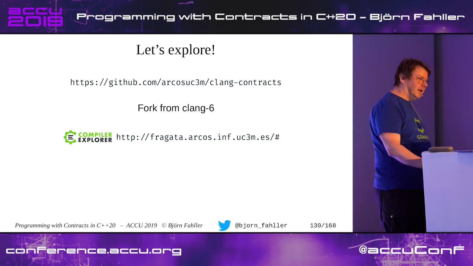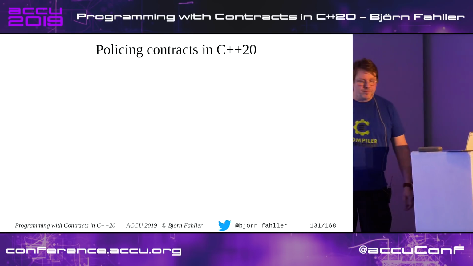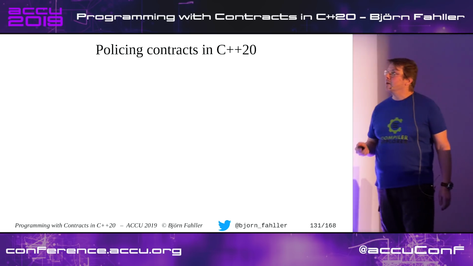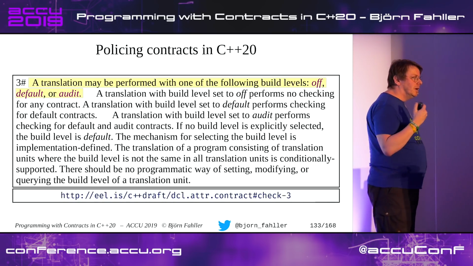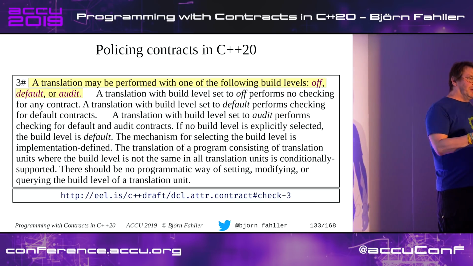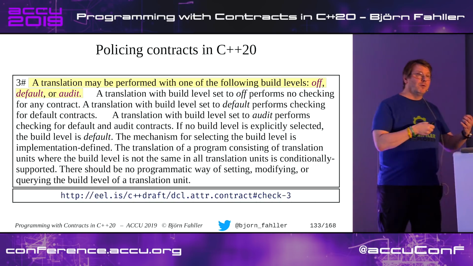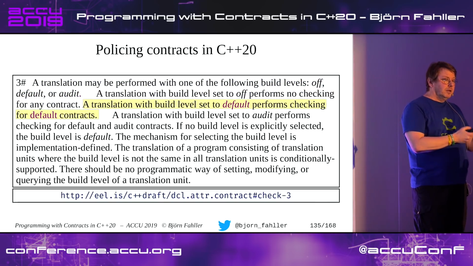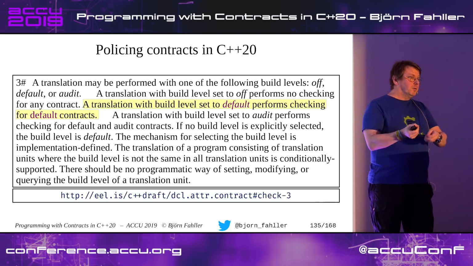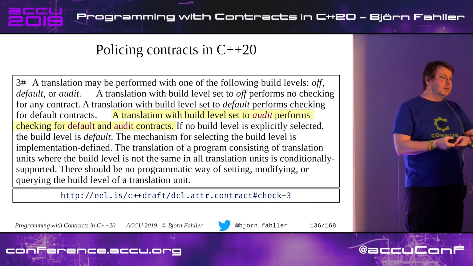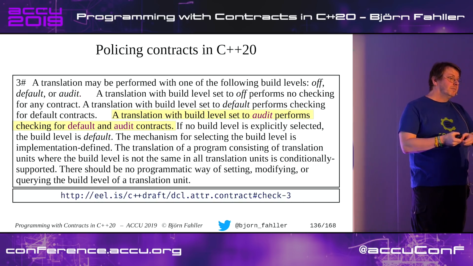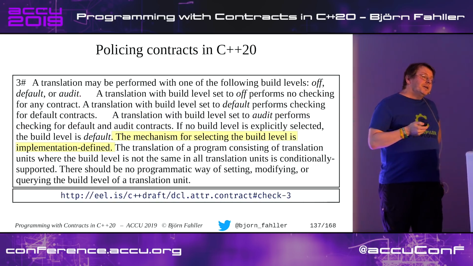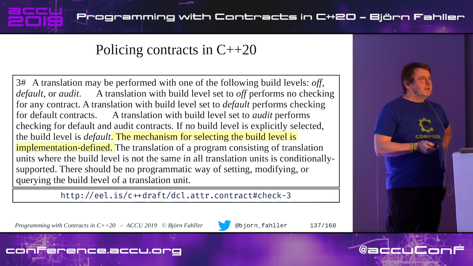So, let's go on to the topic we just discussed, actually. Policing contracts. A lot of text. A translation may be performed with the following build levels: off, default, or audit. A translation with build level set to off performs no checking. A translation with build level default checks default contracts, and a translation with build level audit checks both default and audit. The mechanism for selecting the build level is implementation defined.